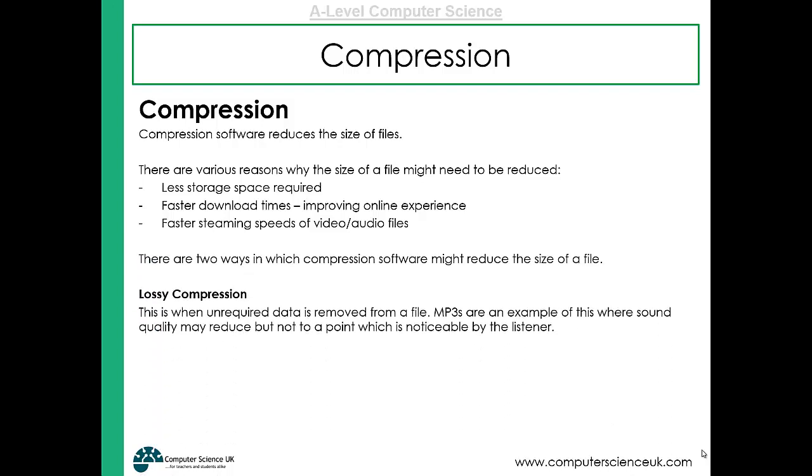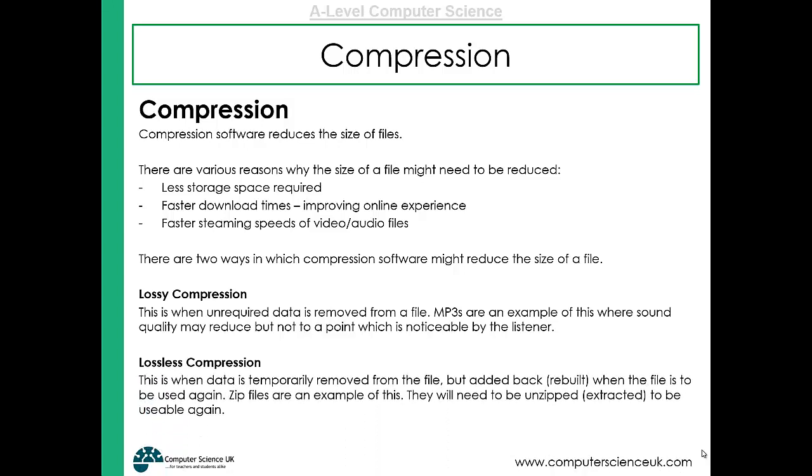Now the two ways that we can reduce the size of a file are lossy compression and lossless compression. Lossy compression is where certain bits of data from a file are removed permanently. So an MP3 is an example of lossy compression. This is where a sound file has had certain bits of its data removed. Generally speaking, it's not noticeable for the listener. Often it is frequencies of sound that are removed from the file. But nonetheless, lossy compression is where data is removed permanently and not put back again.